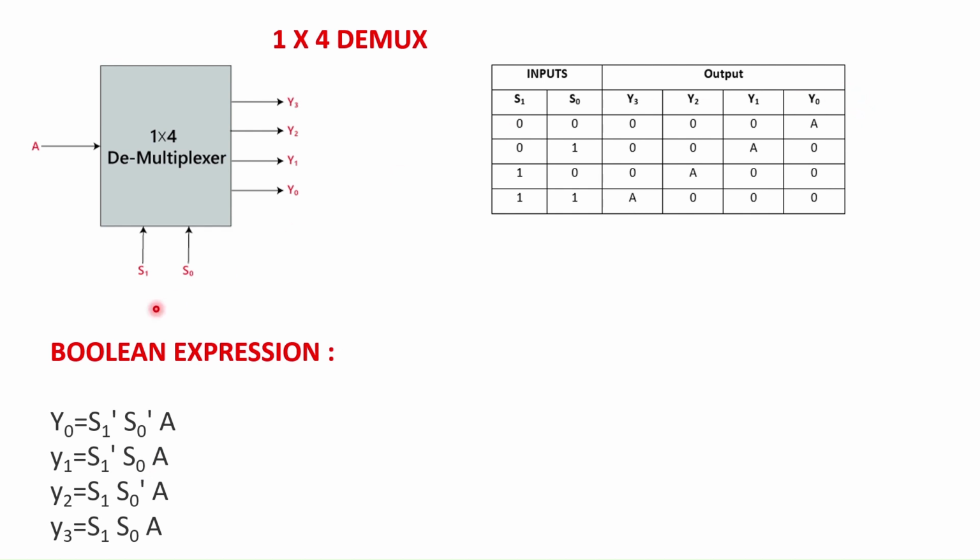This is the Boolean expression for the 1:4 demultiplexer. For the 1:4 demultiplexer, there are 4 output lines Y0, Y1, Y2 and Y3.